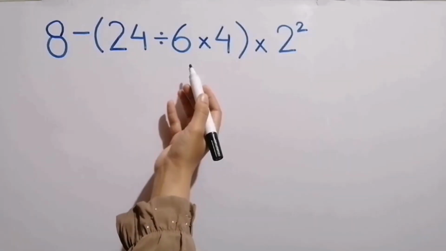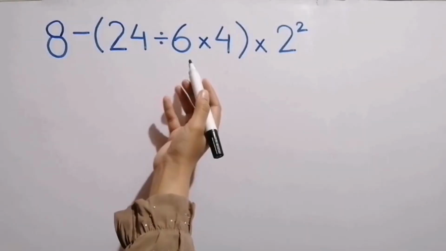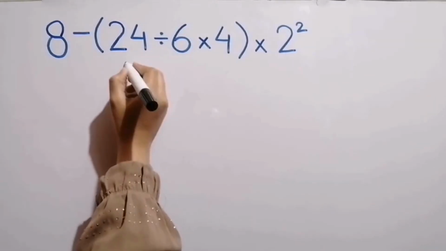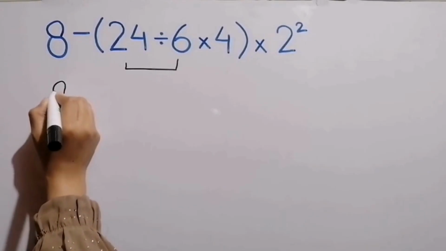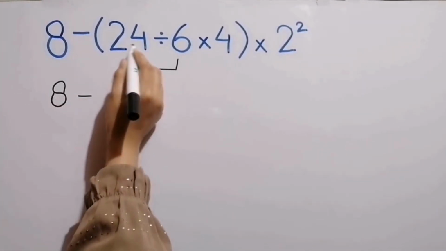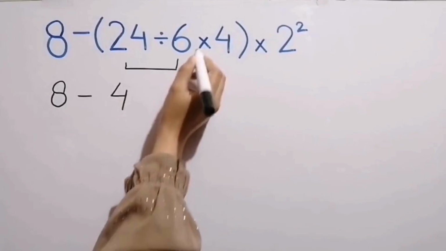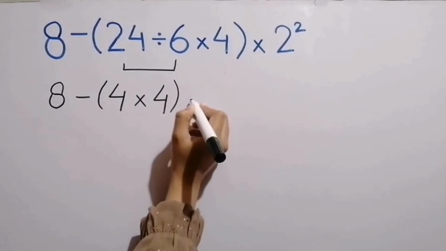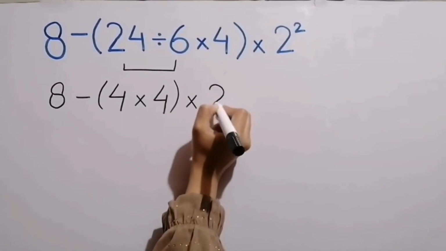To solve this question, many people first go straight to the parentheses and start with the division between 24 and 6. So they rewrite this expression as 8 minus 24 divided by 6 equals 4 times 4 inside the parentheses, then times 2 to the power of 2.